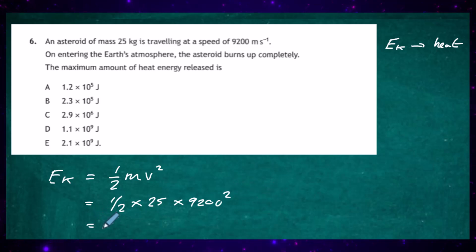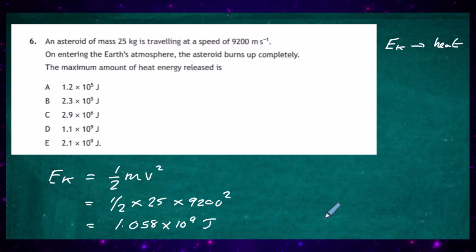So we do that in our calculator. We end up with an answer of 1.058 times 10 to the power 9 joules. So that's the amount of kinetic energy it has, and when it goes into the atmosphere, that kinetic energy will be transferred into heat energy as it burns up. If it's totally burned up, then all that kinetic energy will be transferred to heat.